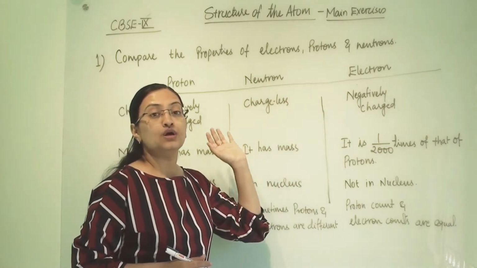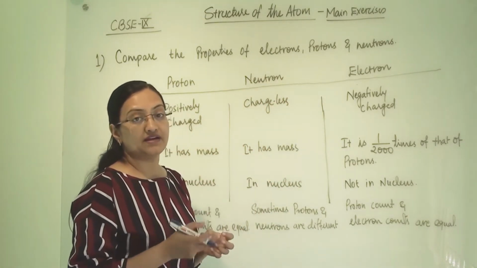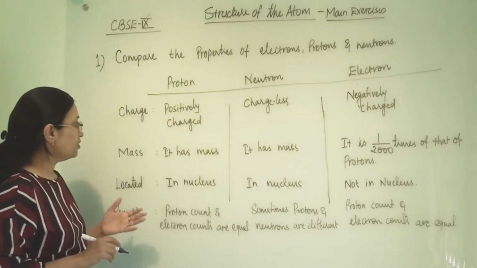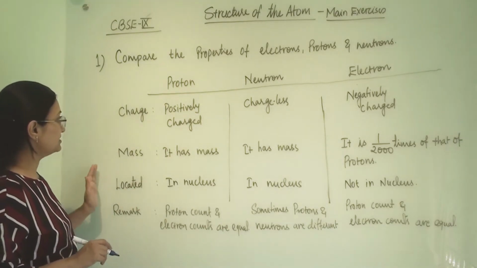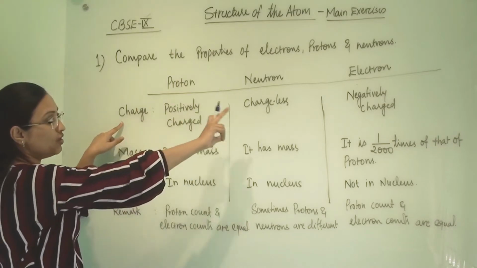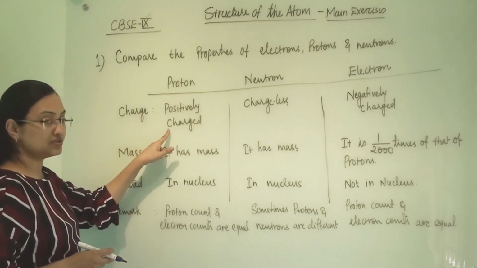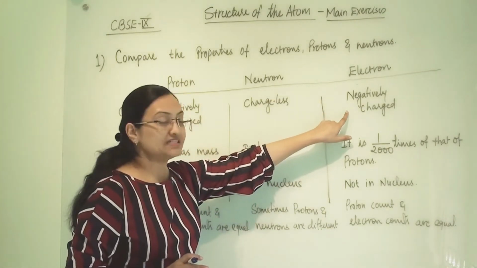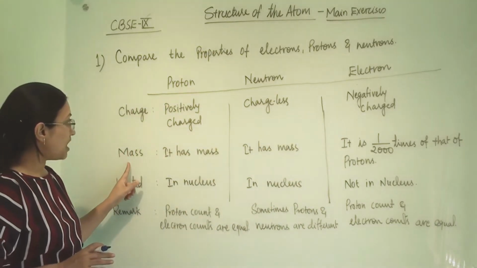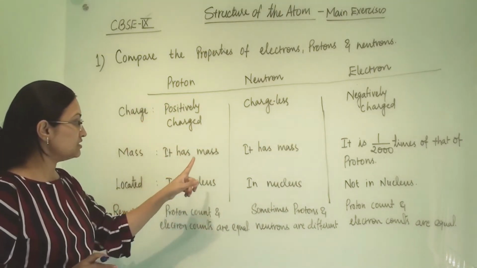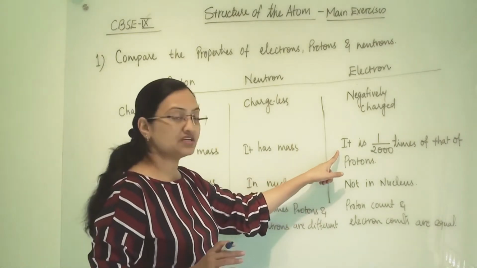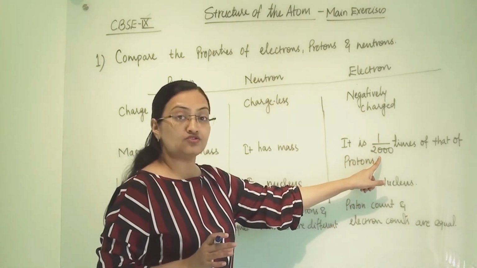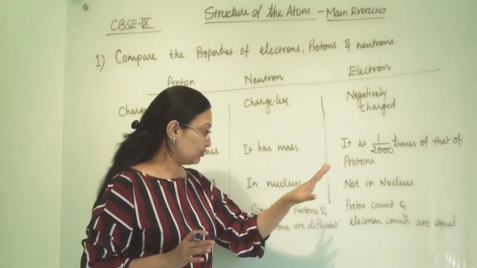So here we have to compare the properties of subatomic particles. And what are all the subatomic particles? Proton, neutron and electron. We can bifurcate according to their properties like this: the charge of all the three subatomic particles. Protons are positively charged particles, neutrons are chargeless, and electron is a negatively charged particle. Then mass: proton has a mass, neutron has mass, and electron has almost negligible mass, which is 1 divided by 2000 times that of the proton.